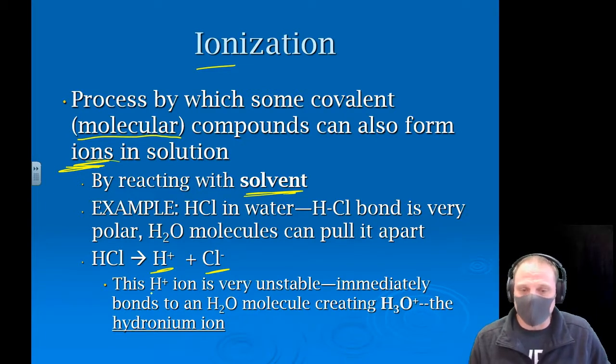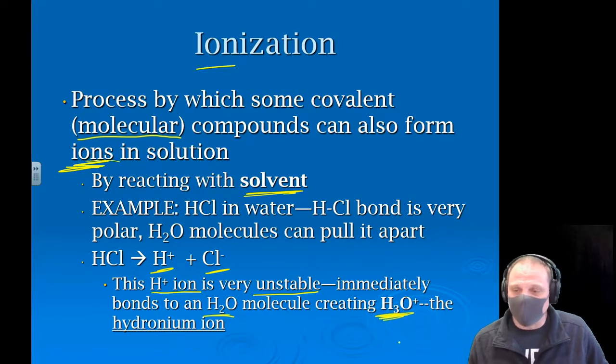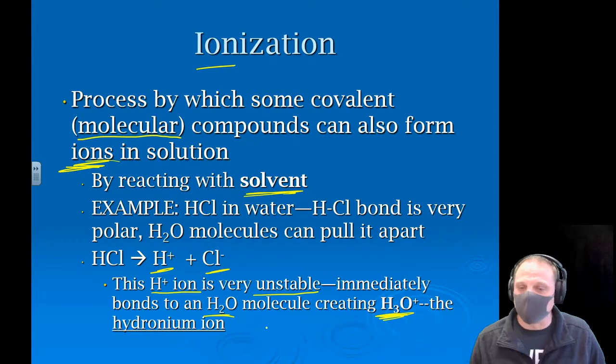Now, this hydrogen ion, this positive ion, is unstable, which means that it immediately reacts with water and forms this new little guy, H3O plus, called the hydronium ion. We're going to learn about this in our next chapter. But this hydronium ion is basically what is responsible for making an acid. So you heard me say hydrochloric acid, right?